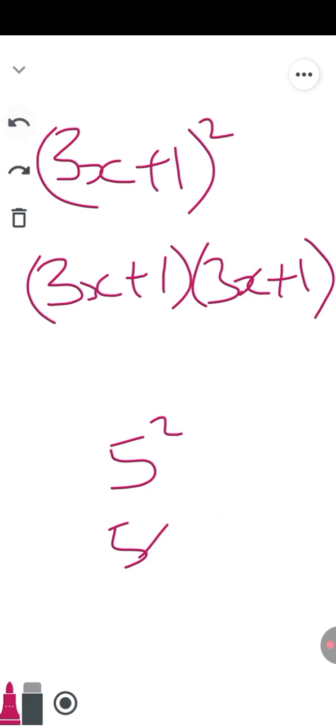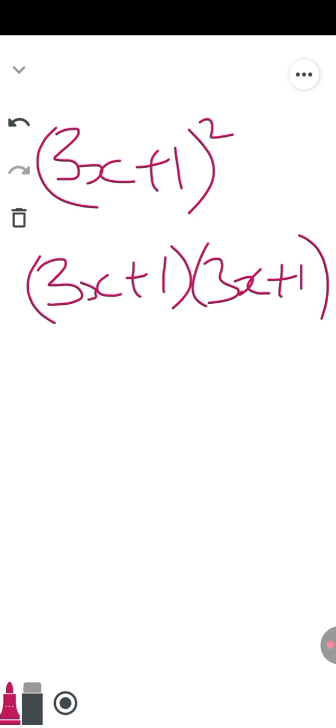So if I say 3x plus 1 squared, it means multiply 3x plus 1 with 3x plus 1. Is that okay? So now, how do you do this? This is a bit different from the other ones you've been doing. This is how you do it.